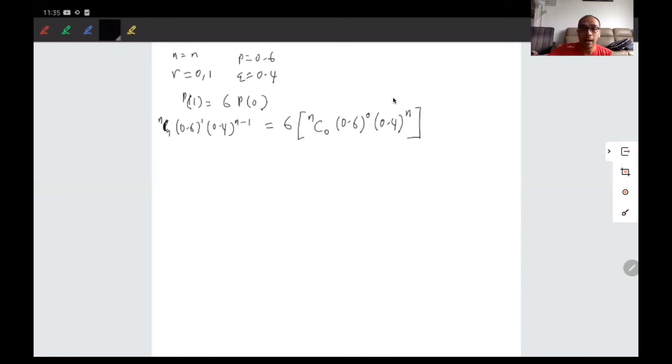And then after that, this one involves a long calculation. Actually, not very long. So let's keep this short. nC1 is actually n. If you didn't know this, nC1 is actually n. This is 0.6, 0.4 to the power of n minus 1, equals 6, and nC0 is 1, so this is 0.4 to the power of n.